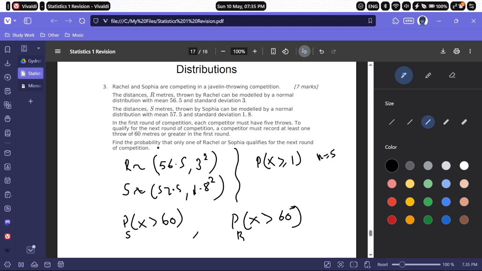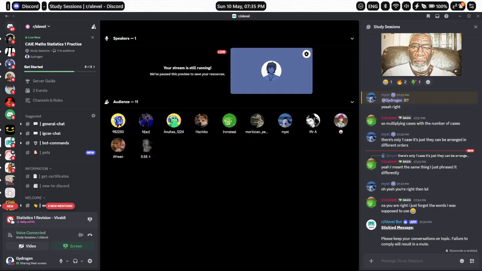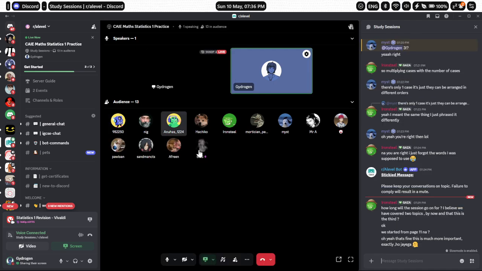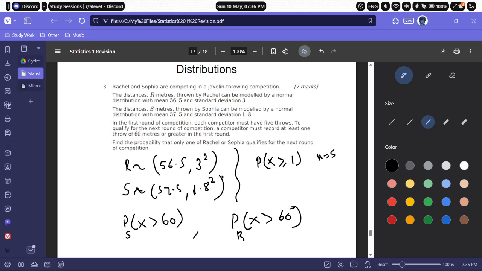And then they're saying find the probability that only one of Rachel or Sophia qualifies. So Rachel would qualify and Sophia would not qualify, or Rachel would not qualify and Sophia would qualify. Those are the two cases you're basically looking for, right?